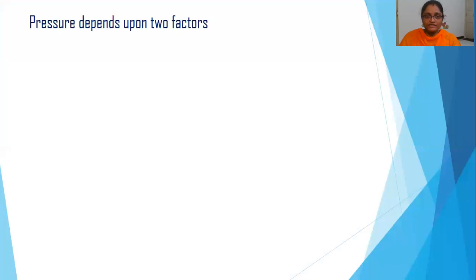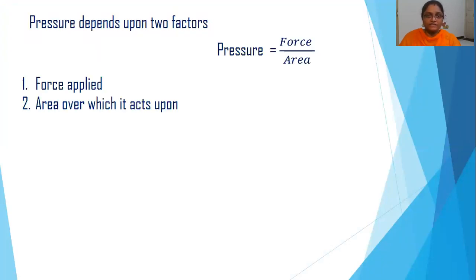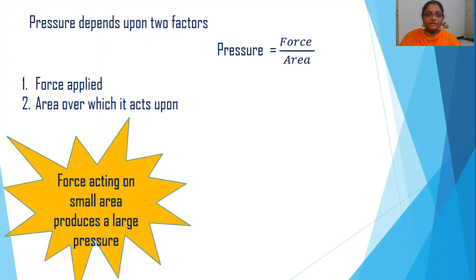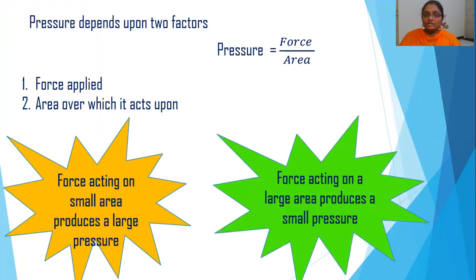By means of a few examples, we have understood that pressure depends upon two factors, that is, the force applied and the area over which it acts. So force acting on a small area produces a large pressure, and force acting on a larger area can produce a small pressure.